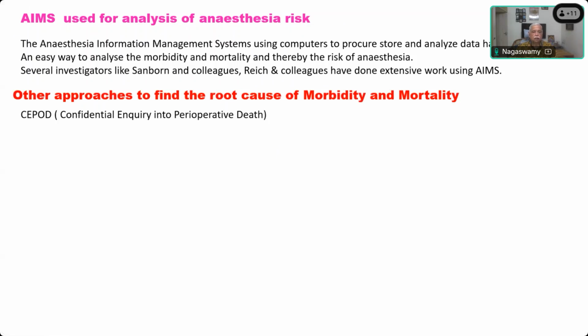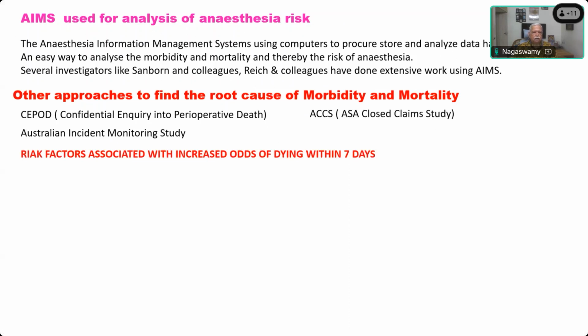Confidential inquiry into perioperative death. This was one of the methods which is used prevalently in the European countries. After something has happened, you go and make an inquiry. This is called the confidential inquiry. And that is how you find out what exactly went wrong and how the problem happened. Another is the ASA closed claim study, which is also used in the USA, and the Australian incident monitoring study. All these things were used for finding the root cause of morbidity and mortality.